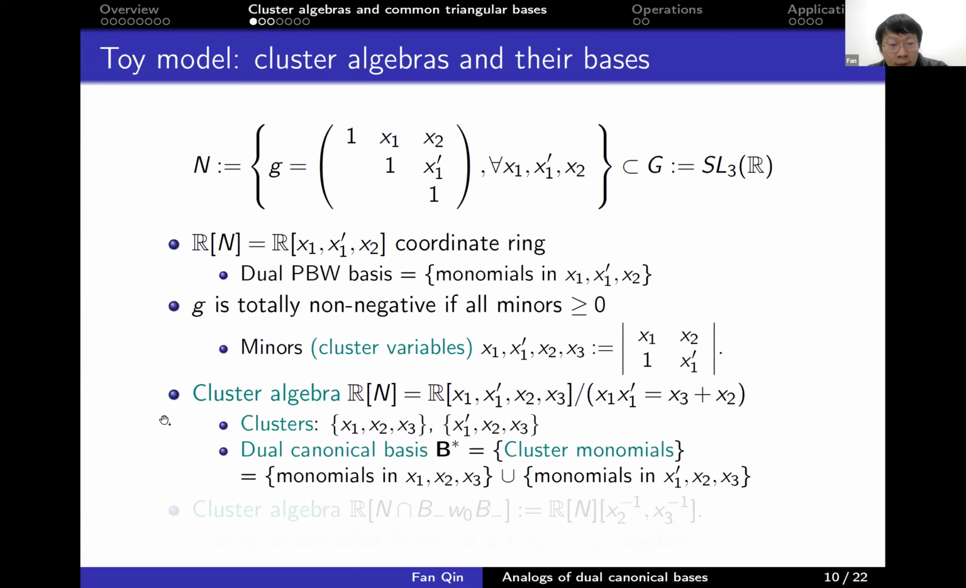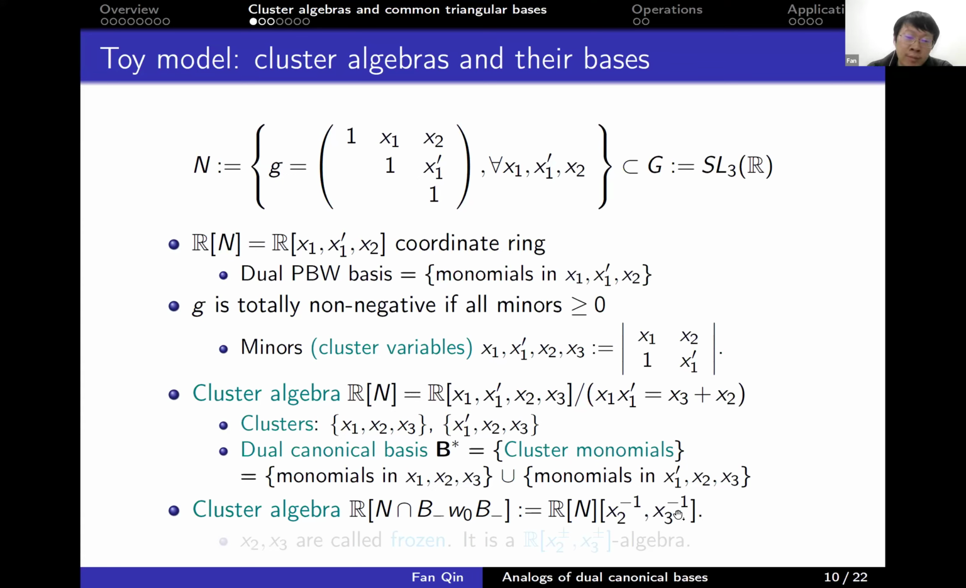All right. And there's another interesting cluster algebra here. You take the subvariety of this N: N intersect with B negative, the lower triangular matrices with all possible diagonals, and you take the longest permutation and B inverse. This can be shown to be the localization of the original cluster algebra, localized at x2 and x3.